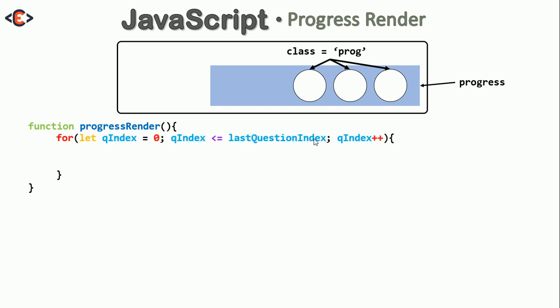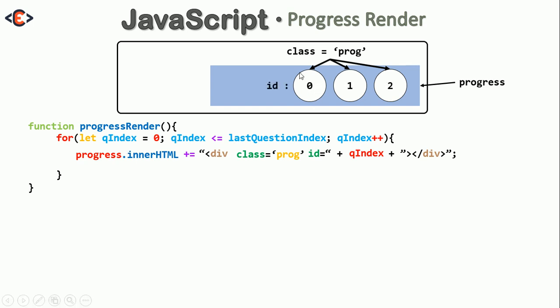In this function we will use a for loop that starts from 0 and ends at last question index. The last question index is included. Then we will say progress.innerHTML, then the addition assignment operator, and then the div element, which has a class prog and id equal to question index, which means that these divs will have the id 0, 1, and 2.